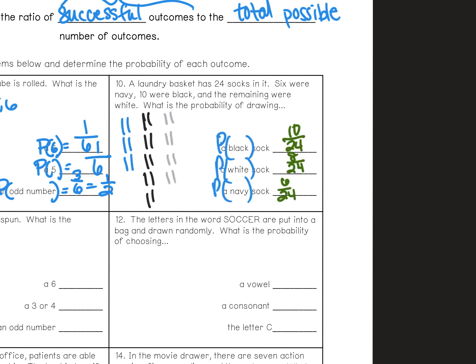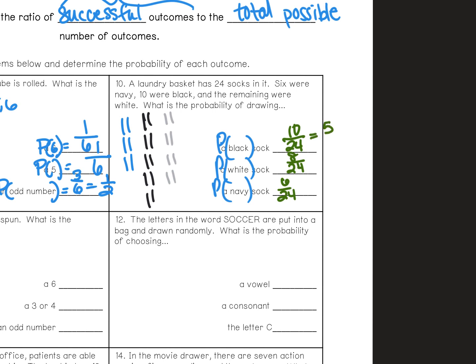I went ahead and did a little pre-work here. And the probability of a black sock. I did some drawing over here. My little dashes are, you can see the 6 blue, the 10 black, and then 8 white, because the remaining were 8 and there was a total of 24. So the probability of drawing a black sock is 10 out of 24.